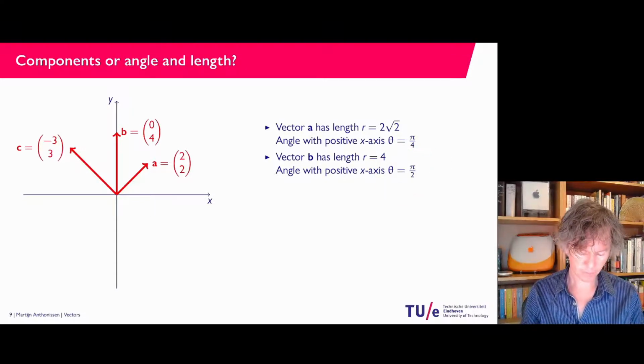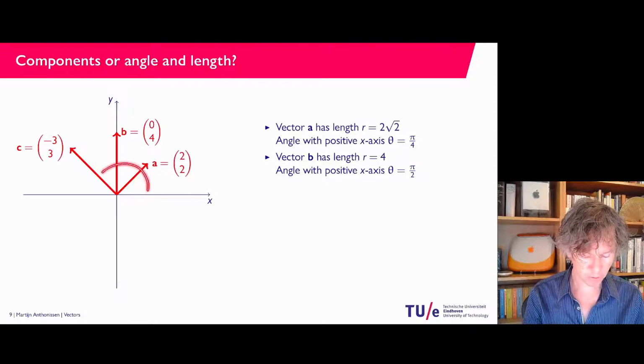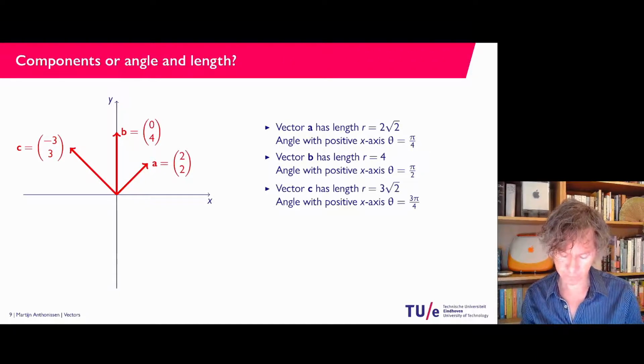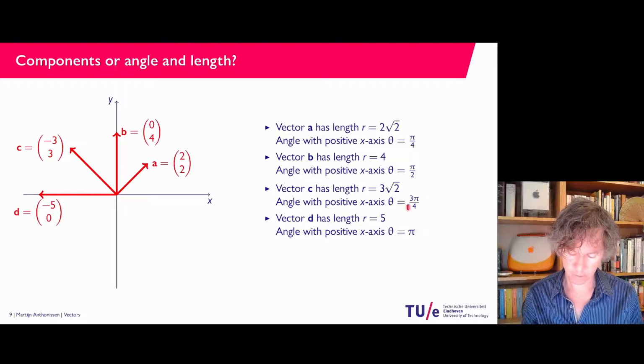Next one. We just move in anti-clockwise direction. So here we have minus 3, 3. The length is the square root of 9 plus 9. And the angle that we have here, well, that's 90 degrees plus 45 degrees, or pi over 2 plus another pi over 4. So what we find here is 3 times square root of 2, and the angle is 3 pi over 4. Next one, d, minus 5, 0. You immediately can tell that the length is 5 and the angle is pi. So length is 5, angle is pi.